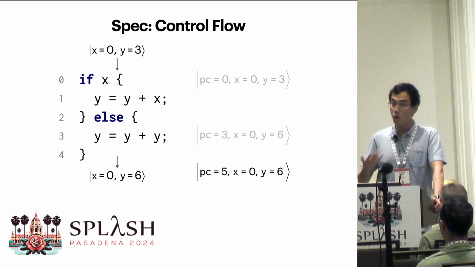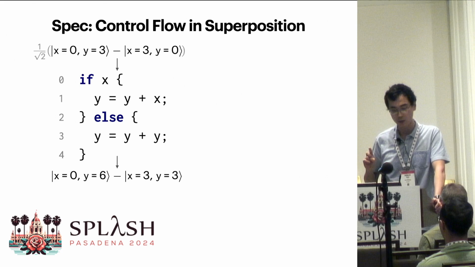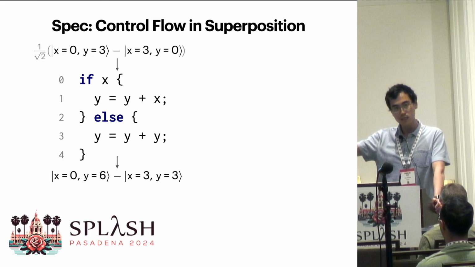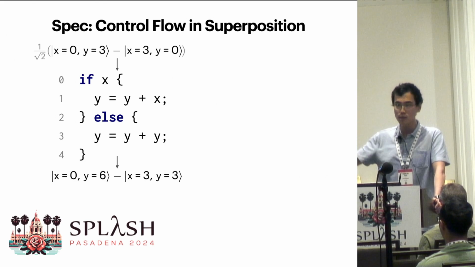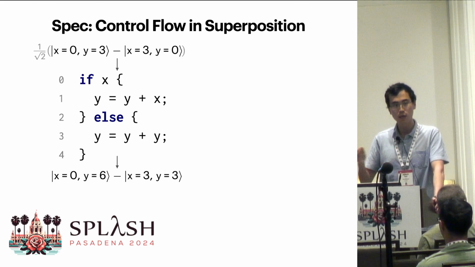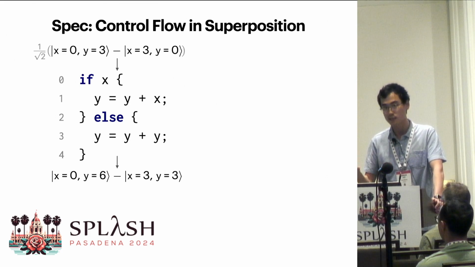But of course, on a quantum computer, the whole point is that we want everything to be in superposition. Okay? So now instead of just feeding in a single value of x and y, we're going to feed in a superposition of x and y. Remember that ket notation from before. All we're saying here is that we've got a whole bunch of qubits that are encoding states of x and y that are 0, 3, and 3, 0 at the same time.